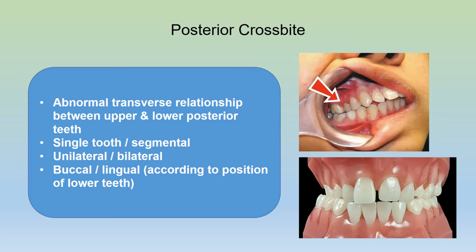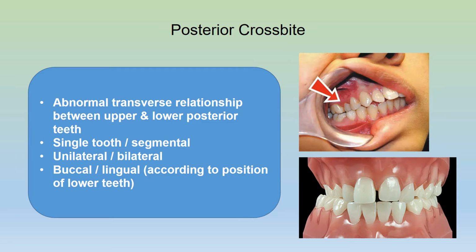Now, posterior crossbites are abnormal transverse relationships, or abnormal widths, between the upper and lower posterior teeth. Again, it may involve a single tooth as we see in this diagram, or it can involve a segment of teeth. It may be unilateral or bilateral. In this diagram here, we see a unilateral crossbite involving only one side.